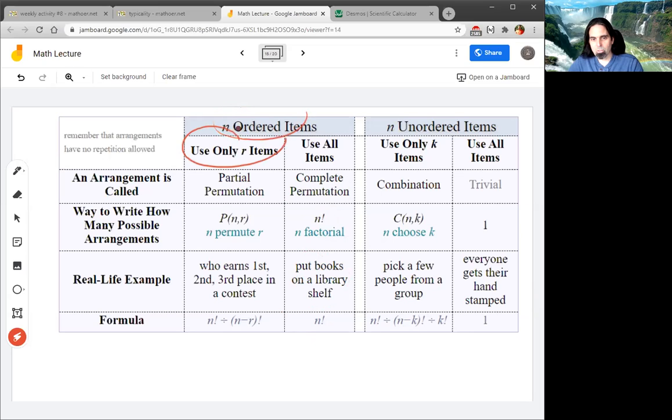If they're ordered, but we only use some of them, that was the partial permutation. We wrote it as P of n, r, permute r, like who earns first, second, third in a contest. And then there's the formula for that. So we'll talk about this side Wednesday.